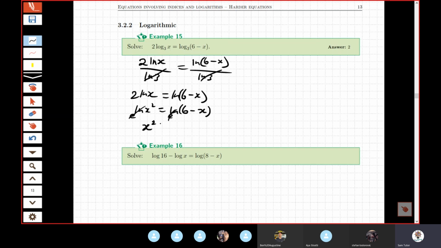So you're left with, and look, doesn't this look familiar? Some more quadratics. Then you'll solve.